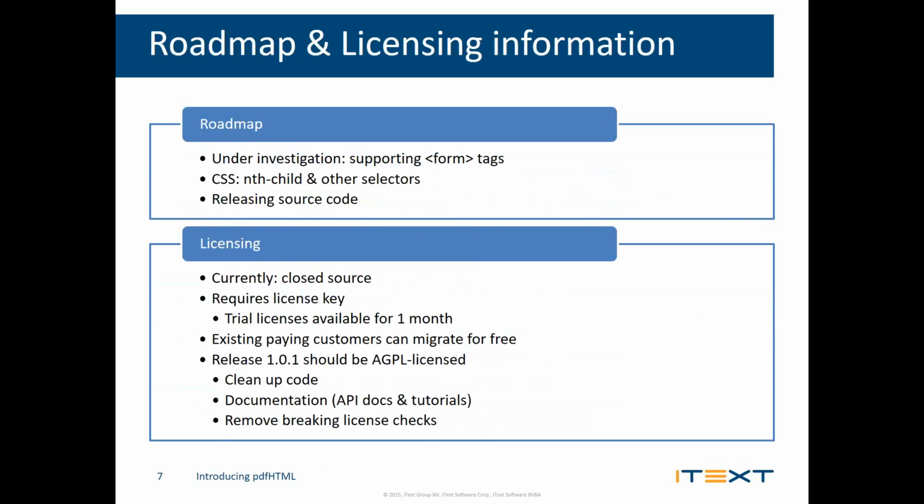We will also be releasing the source code normally in our next version, because currently the source code has not been released yet, and pdfHTML requires a license key. There are trial licenses available, but they're only for 1 month, and of course you would be expected to have a sales conversation afterwards. Existing paying customers for XML Worker and iText 5 in general can migrate for free, so there wouldn't be a lot of obstacles to migrating to iText 7 and pdfHTML.